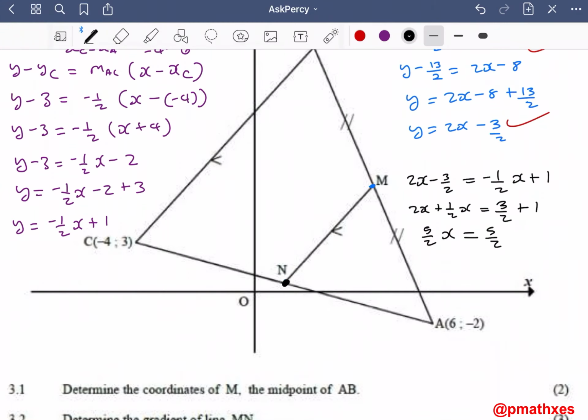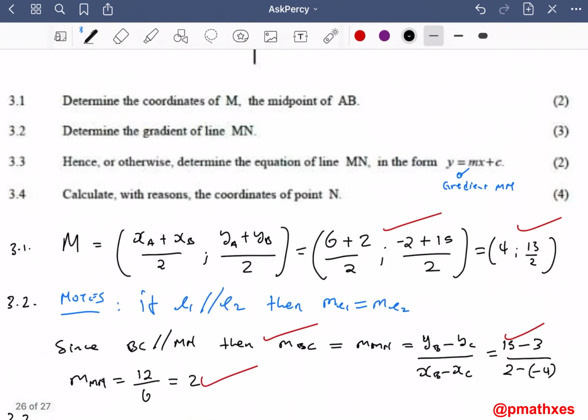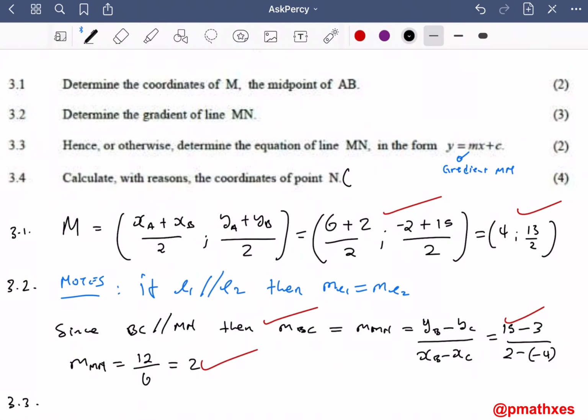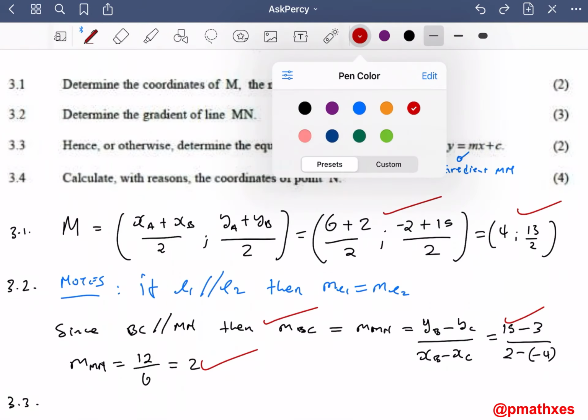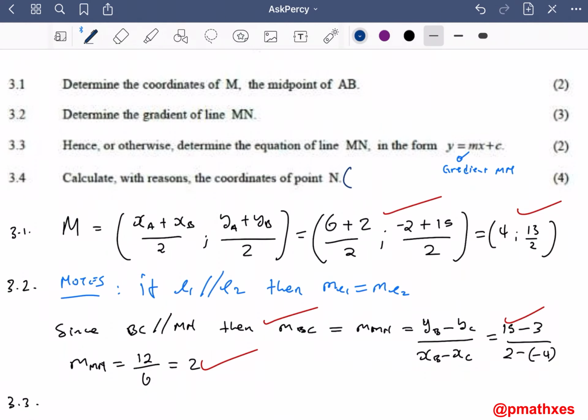Okay, then you can divide by 5 over 2 on both sides. Obviously, your x is equal to 1 if you divide by 5 over 2 on both sides, just to solve for x. 5 over 2 divided by 5 over 2 is 1. So the x value of n is 1.